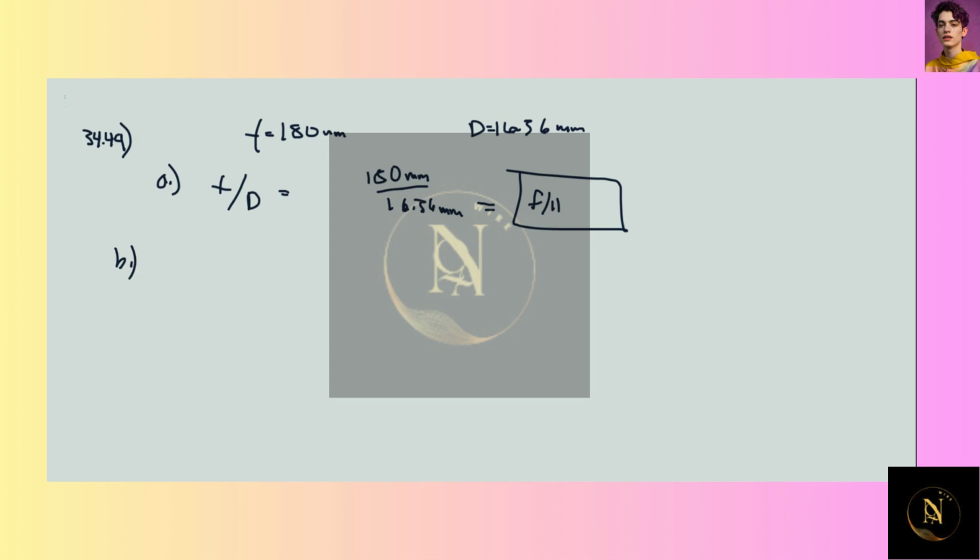Part B asks, if the correct exposure of a certain scene is 1/30th of a second at F11, then what is the correct exposure, how many seconds, at F2.8?